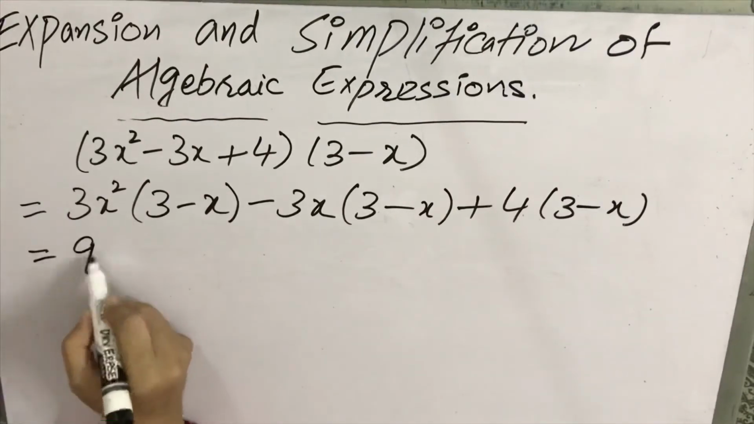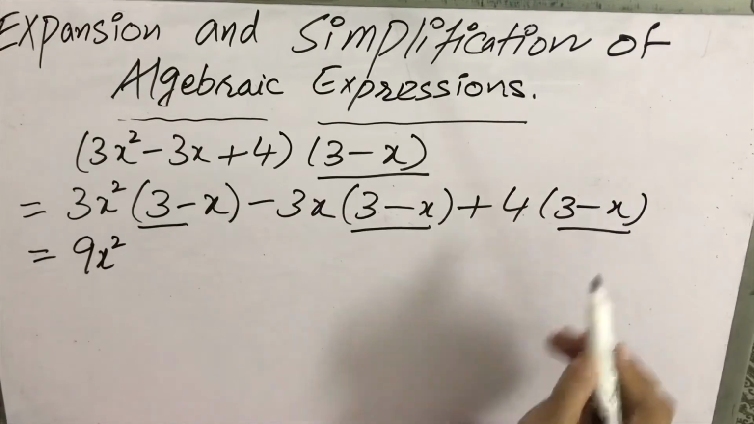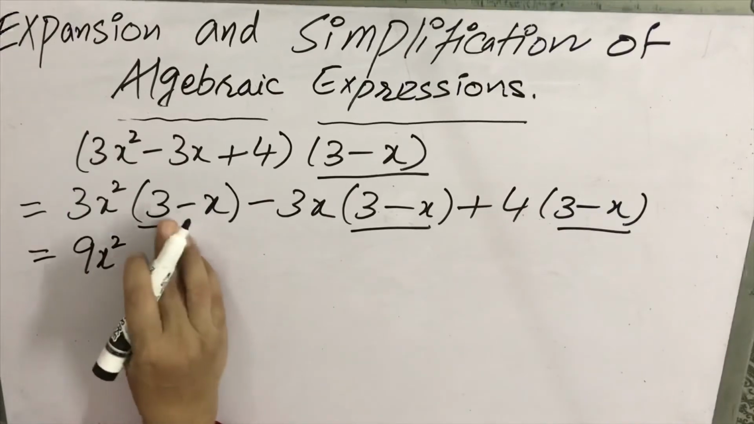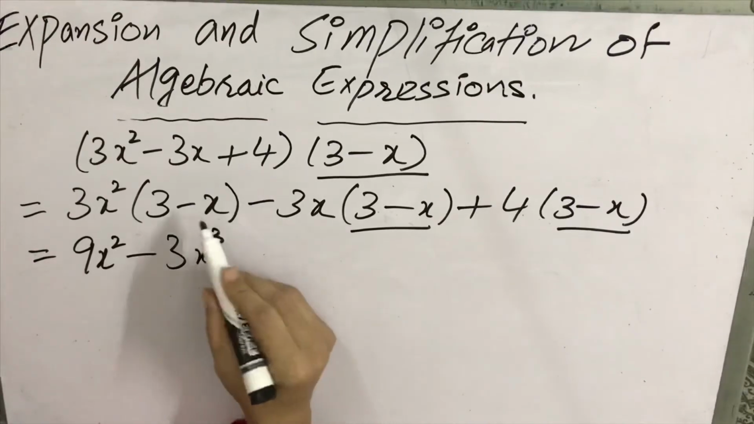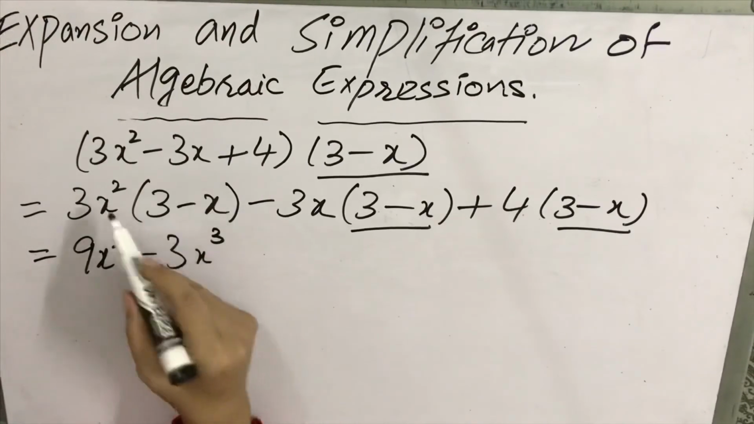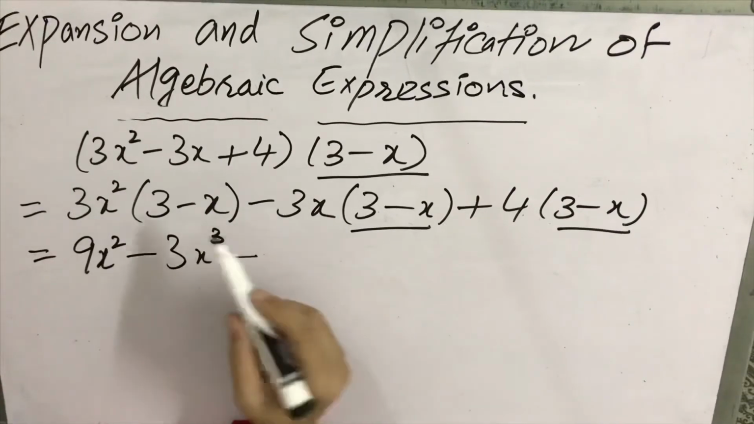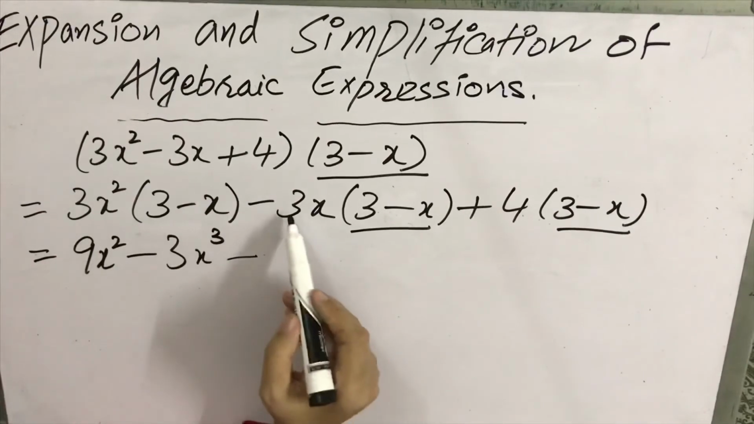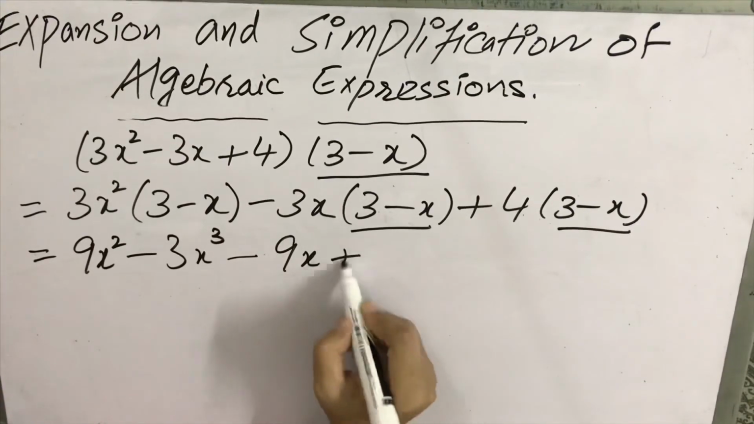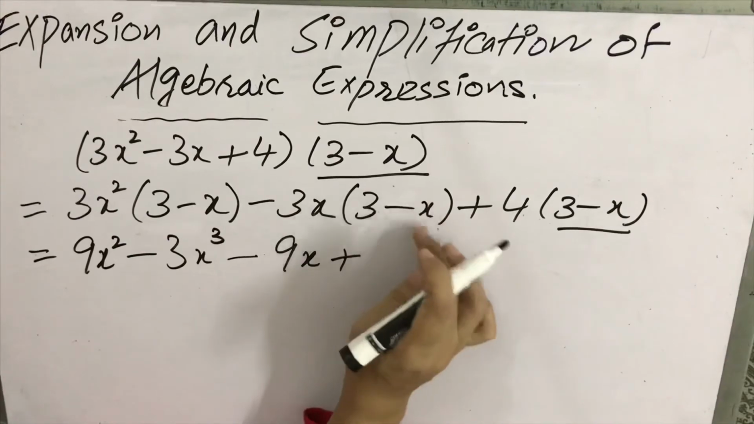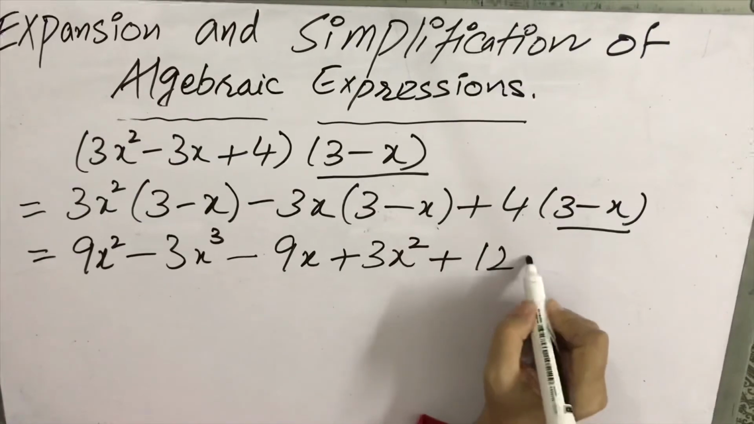3 3s are 9x square. Notice I have taken this bracket with 3x square with 3x and 4. 3 3s are 9x square minus 3x cube. X square multiply power x1, we shall add the powers. When the base is same, power is added, or you can say 2x and 1x, 3x. 3 3s are 9x with negative sign. This minus and minus sign will become positive. 3 with 1x is 3 1s are 3, x power 2. 4 3s are 12 minus 4x.